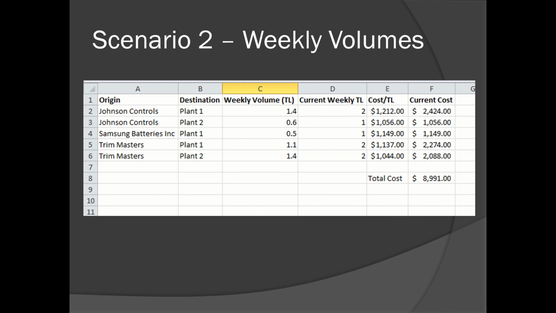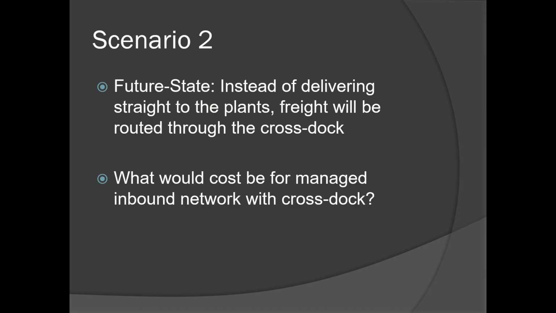And then you've got the weekly volumes. You can see we're shipping from Johnson Controls to Plant 1, 1.4 trucks. So if they're shipping direct, that means 2 trucks, right? There's really no way to consolidate that differently. Johnson Controls to Plant 2, we're doing 0.6 trucks. Again, we're just rounding up, so that's a whole truck once a week. And you can see the costs associated with it out to the right. That's how we come up with that $9,000.